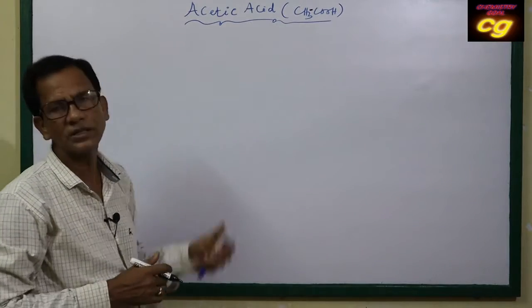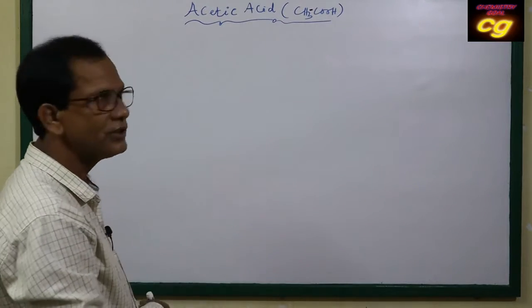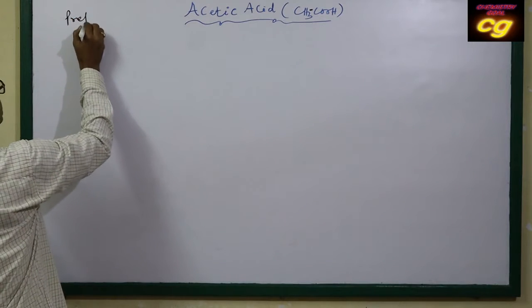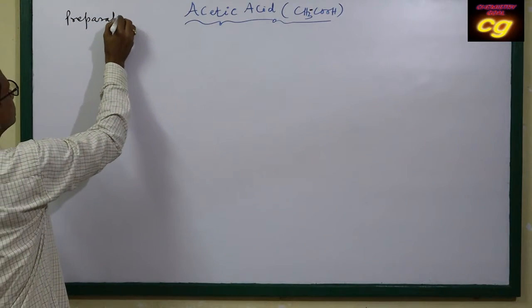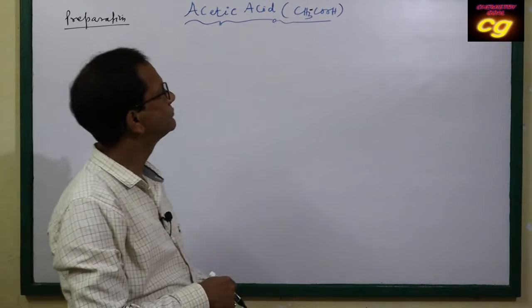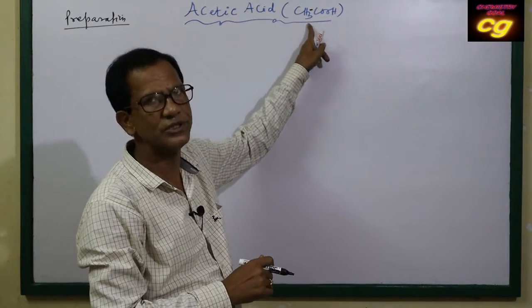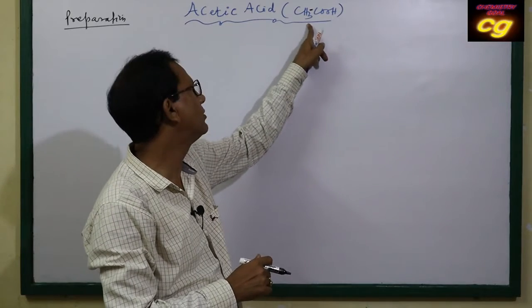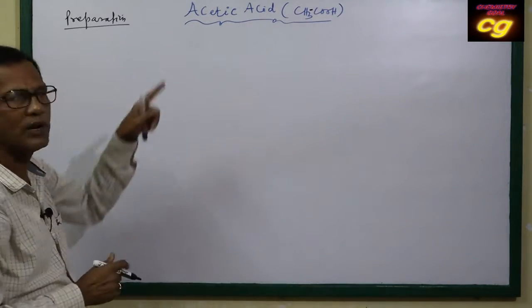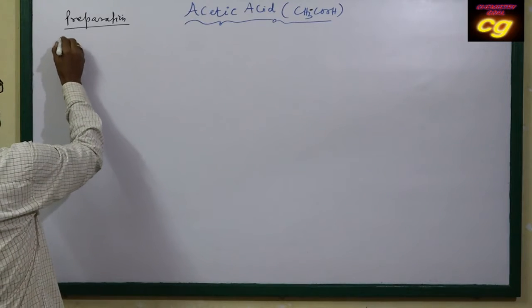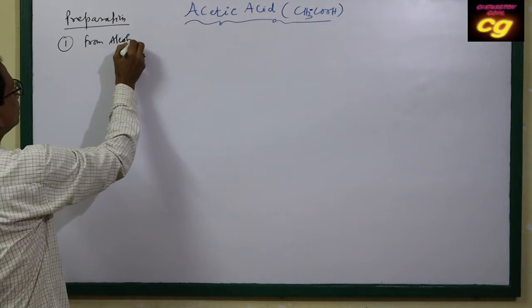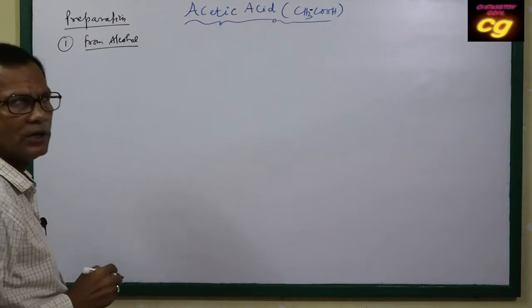So what is the preparation of acetic acid? Let us discuss the preparation of acetic acid first. Acetic acid is also called ethanoic acid, that is the IUPAC name, but the common name is acetic acid. It can be prepared from alcohol.